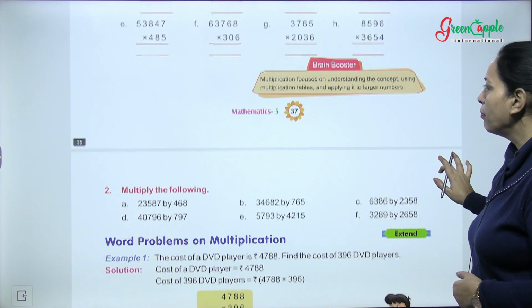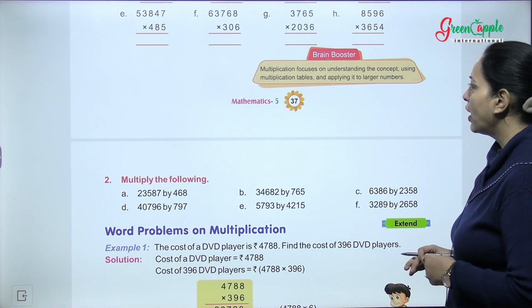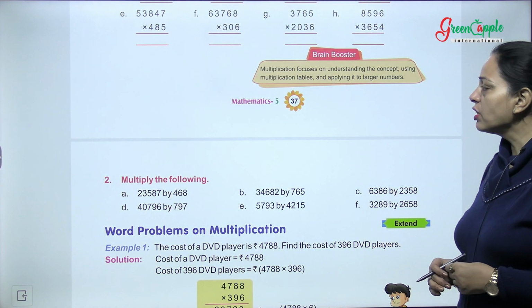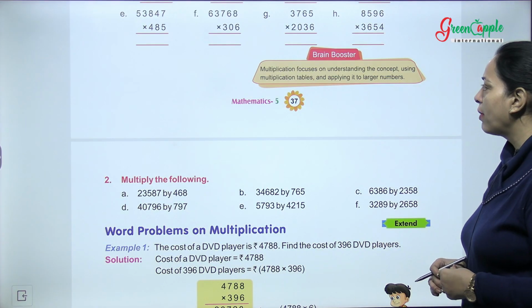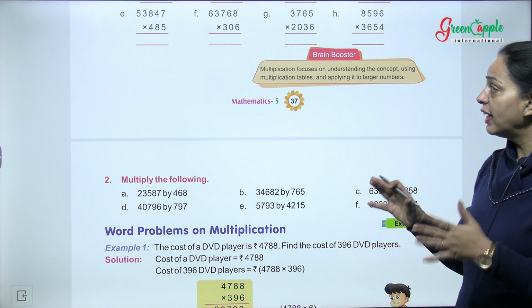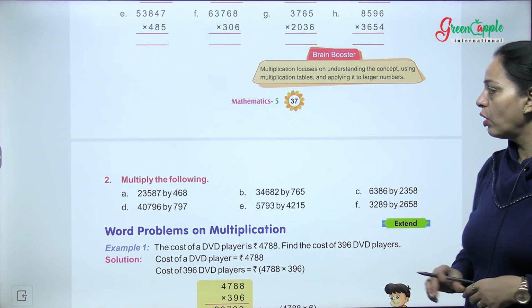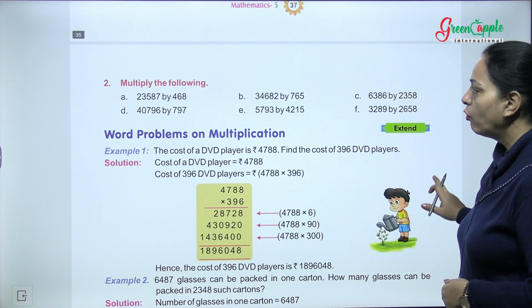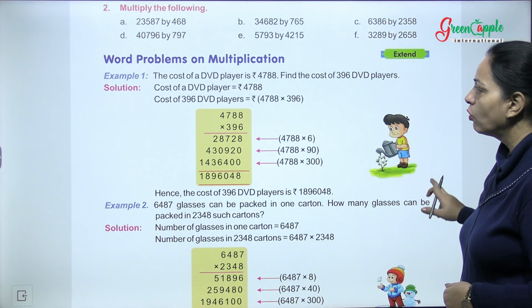Okay, now one brain booster, multiplication. Focus on understanding the concept using multiplication tables and applying it to larger numbers. If you know the tables, then it would be easier. Okay, now multiply the following. Second question, you can try this one also.